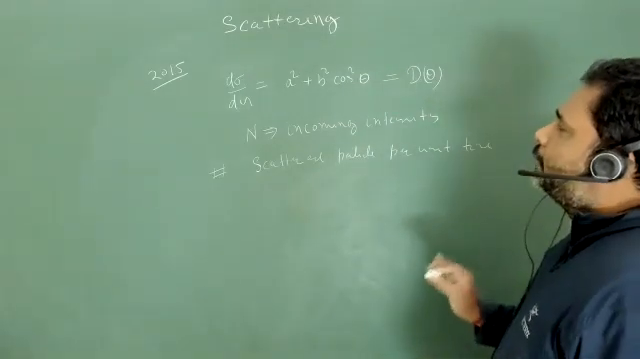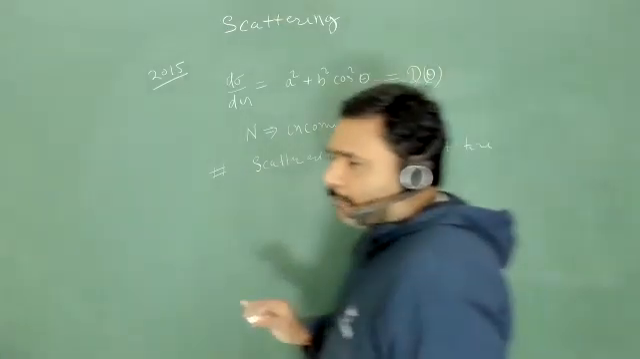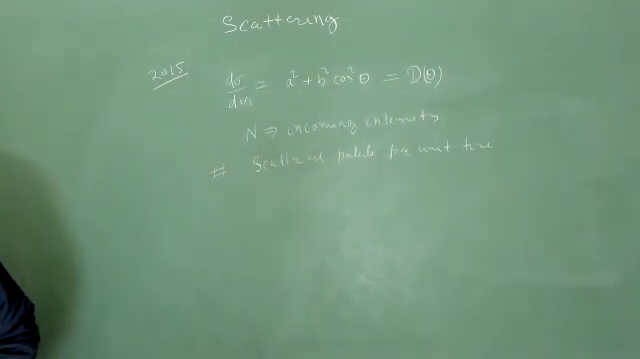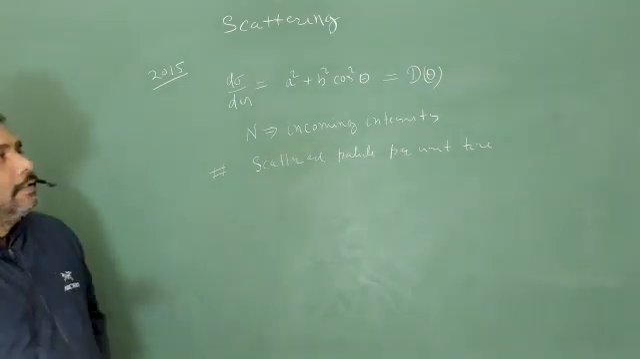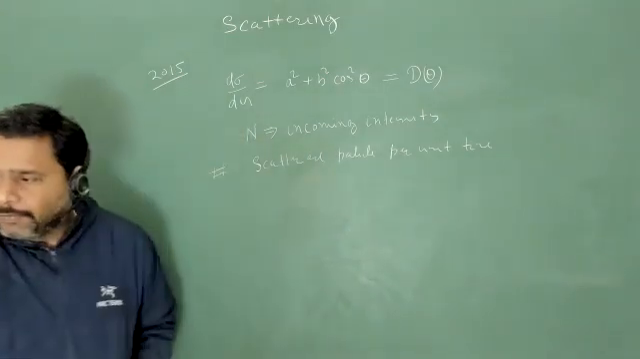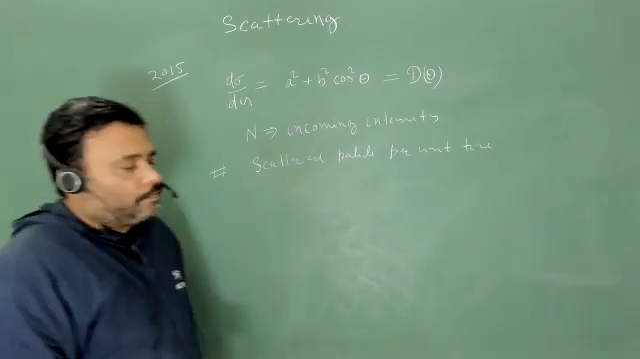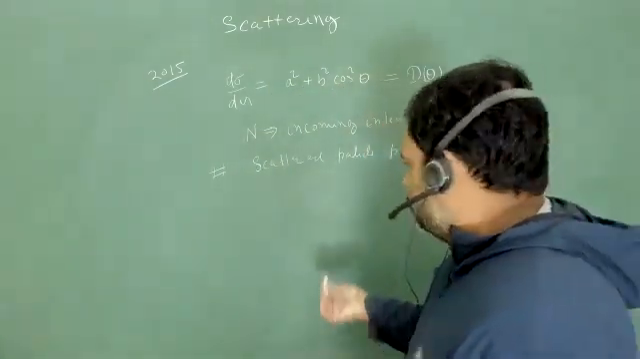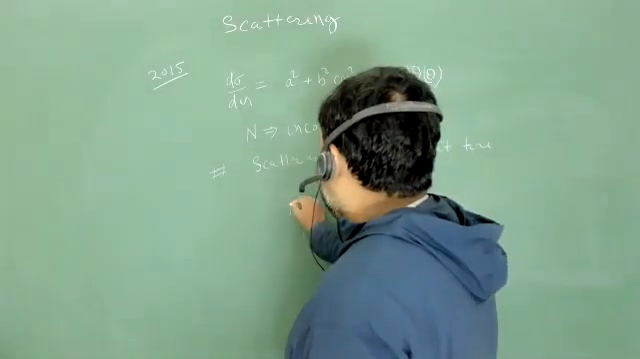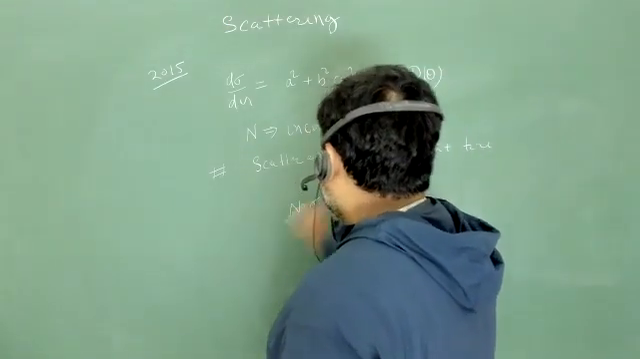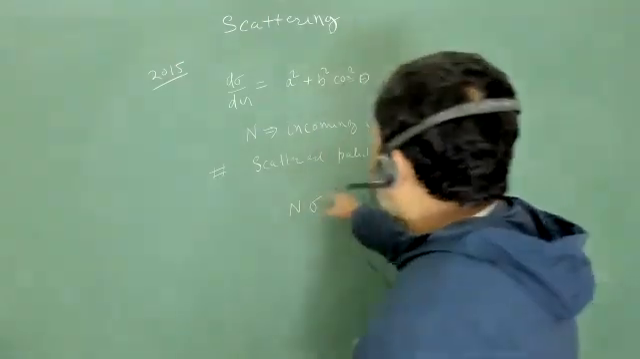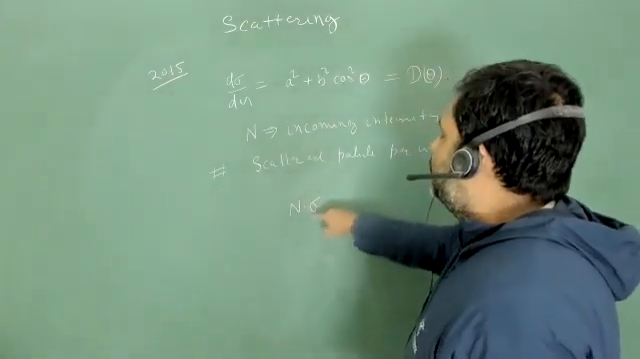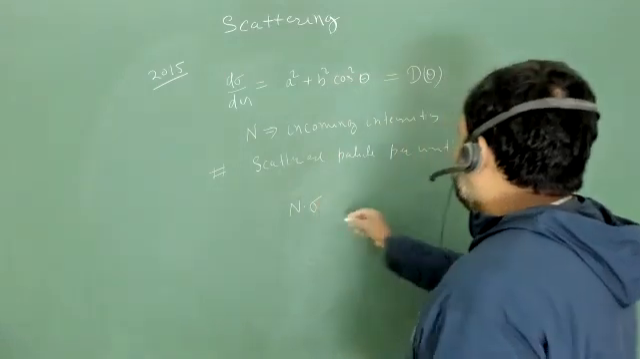What we have to calculate finally, क्या calculate करना है? Just tell me. This is given, what you have to calculate finally? Sigma. Actually we have to calculate n into sigma, है ना? And this is the total scattering cross section, the effective area where the particle is going to scatter. And how will you get the sigma?